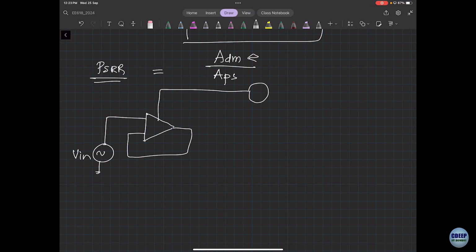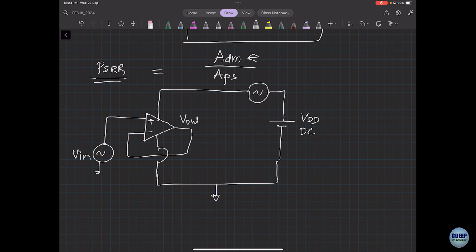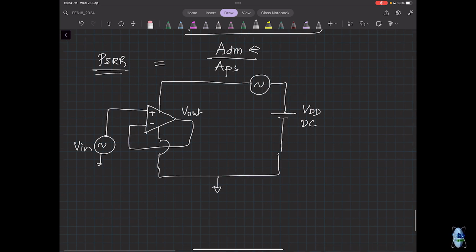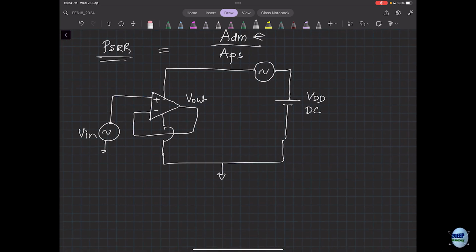and so what we do in simulation land is we put in AC sources on both, either supply or ground, depending upon where you want. And this is my plus minus, this is V out, and this is my V in. Okay. So you can put your circuit in this mode and you can measure what's happening at the output. And let's see what happens, right?